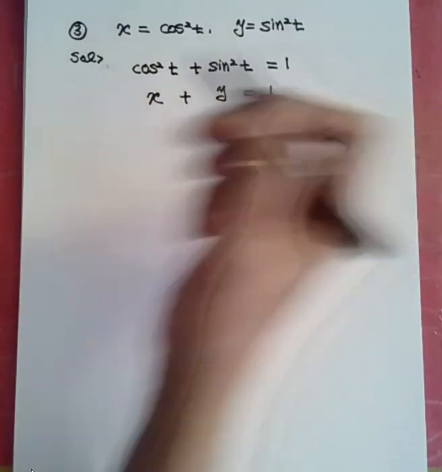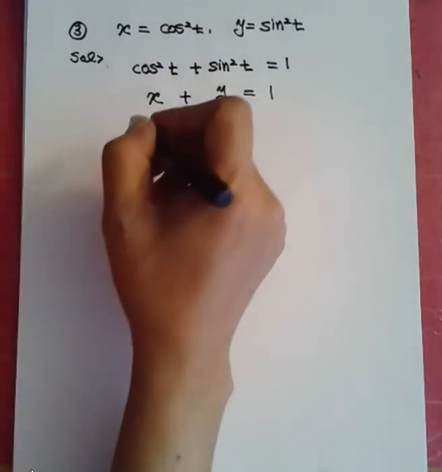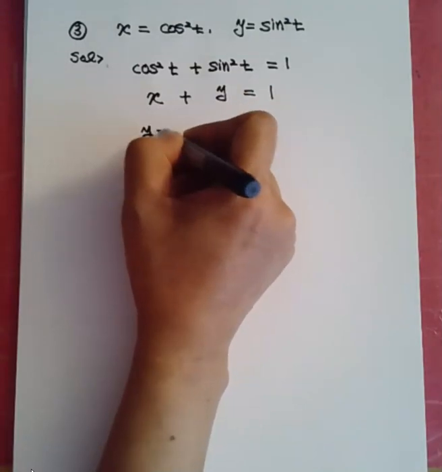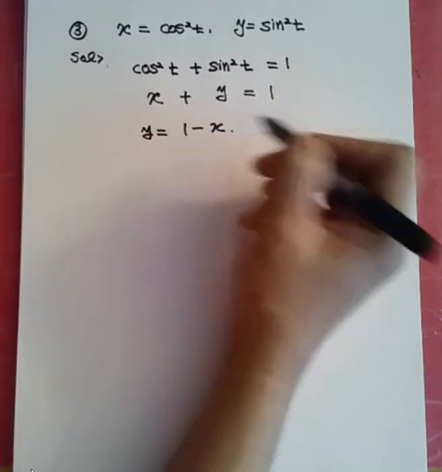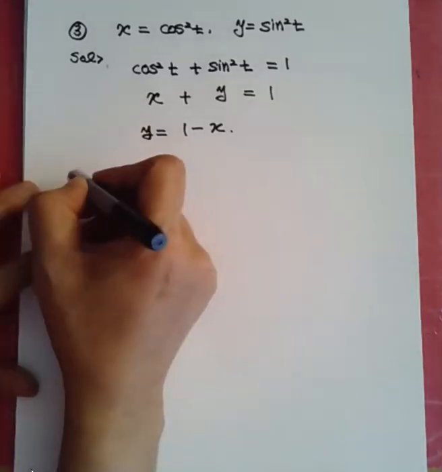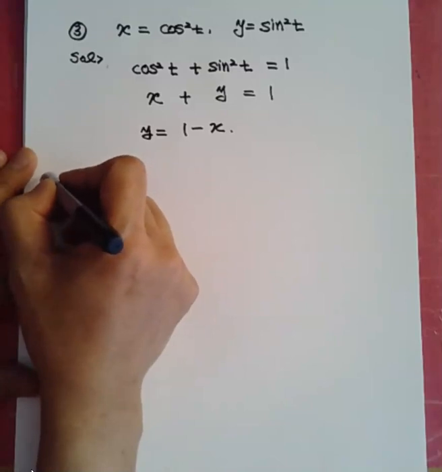So we have a linear equation this time. We are more accustomed to the type of equation y equals. So if we solve for y, then it becomes y equals 1 minus x. Before we draw the straight line, let's fill out the table.